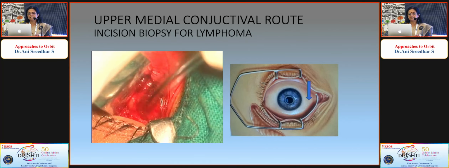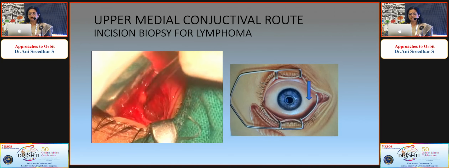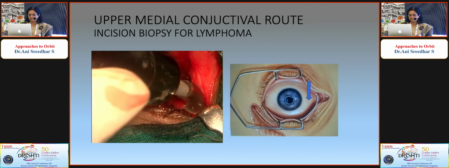So this video is kept to show that whenever you do orbitotomies, you can encounter fat. So this fat is easily compressible. You see there? So the mass is underneath. Do not biopsy the fat instead of the mass.